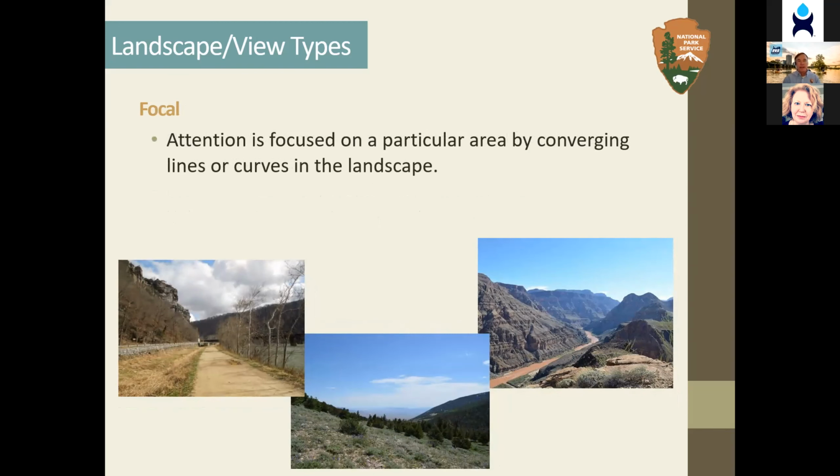A focal view, on the other hand, is a little bit the same. Your eye is drawn to a particular location, but there doesn't have to be anything there. It's just the way the landscape in a particular view, the topography in an area, how the lines and forms work to draw your eye. As you see on the left, it can be done with man-made features, trails and roads. But oftentimes it's simply the way the landscape works. You've got forms that focus your eyes in a particular location.